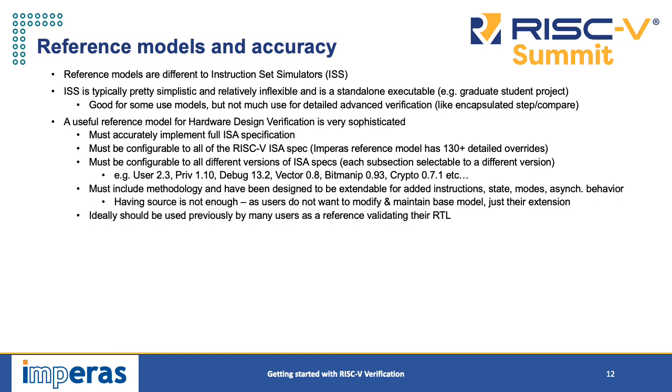So for example, our Imperas reference models have over 130 different options to set just to configure our envelope model to be what you've actually put in your silicon. And all of those are legal parts of the specification. It has to be configurable for the different versions because these specifications evolve. Yeah, sure, they get ratified at some point, but you have to go to silicon at some point.